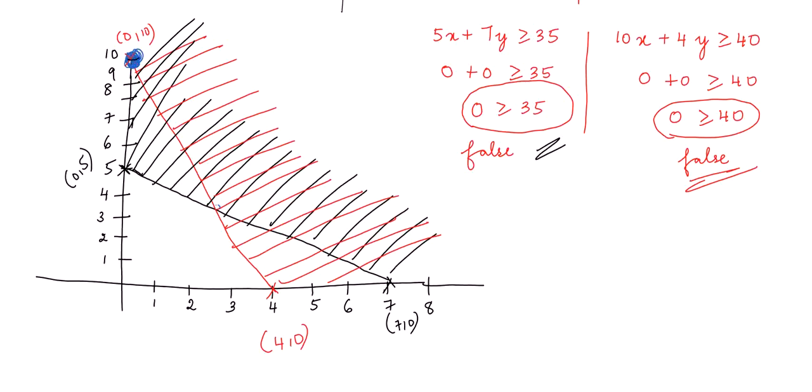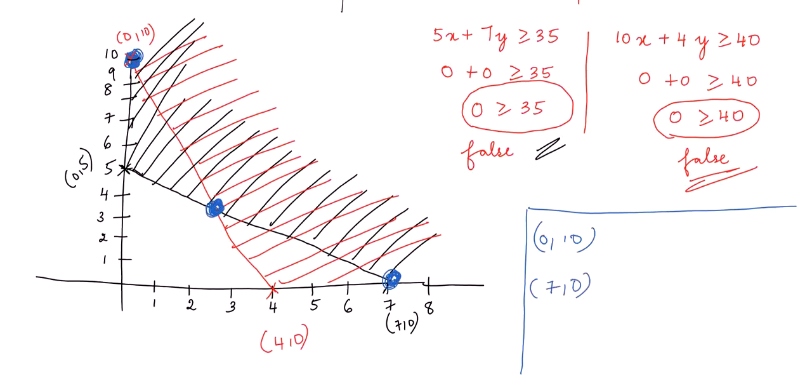Then you have one more point here where the two lines intersect. Then you have the last point here. So you have 3 points. At those points you get the common region. So I'll write the points here. The first point is 0, 10. The second point is 7, 0.